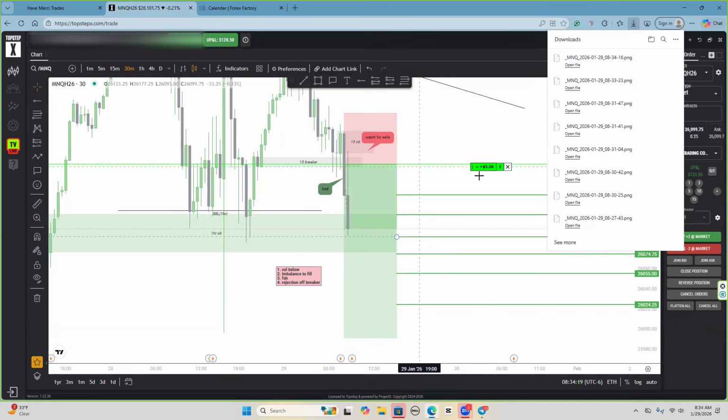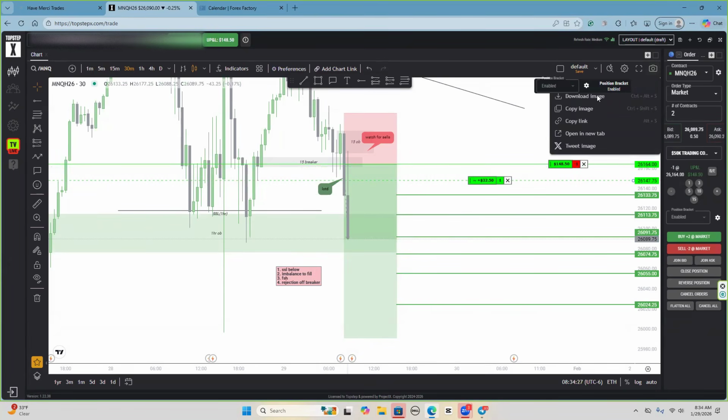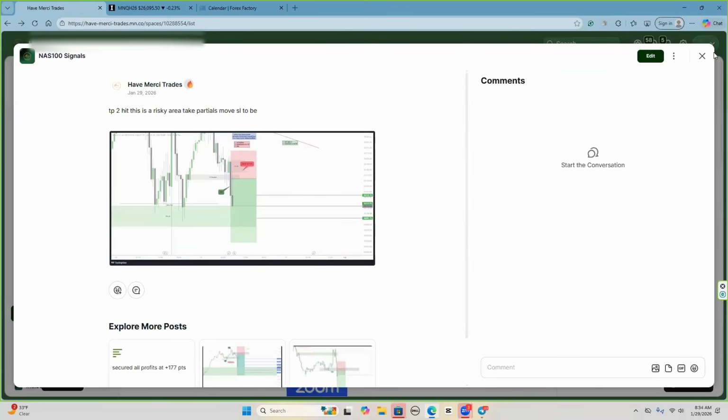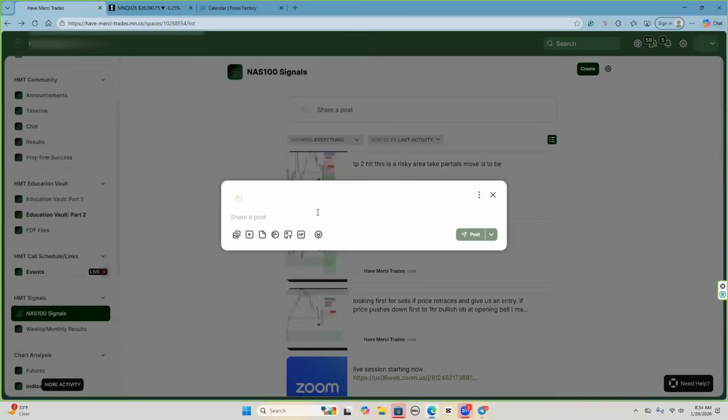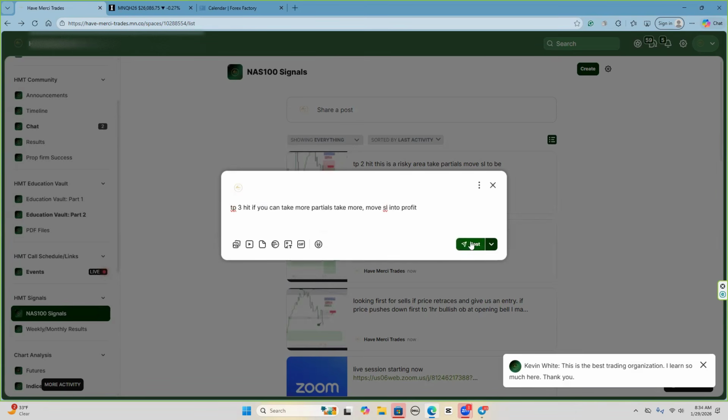Look at that. I'm moving stop loss deeper into profit because price is literally right at TP3, and bam, TP3 has been hit. If you can take more partials, take more. Move stop loss into profit. TP3 hit. If you can take more partials, take more, move stop loss into profit.